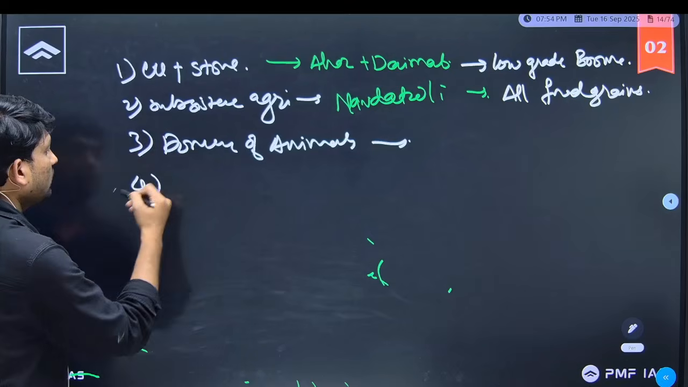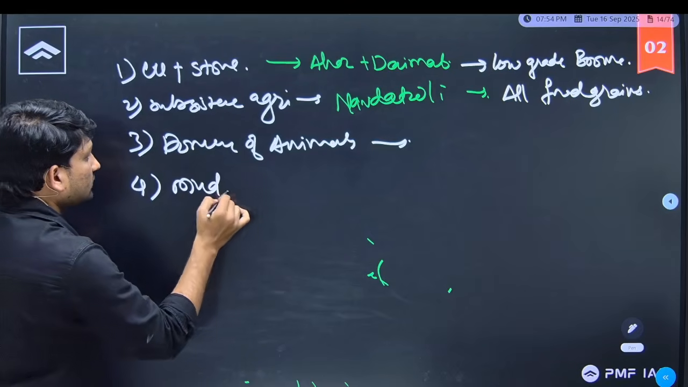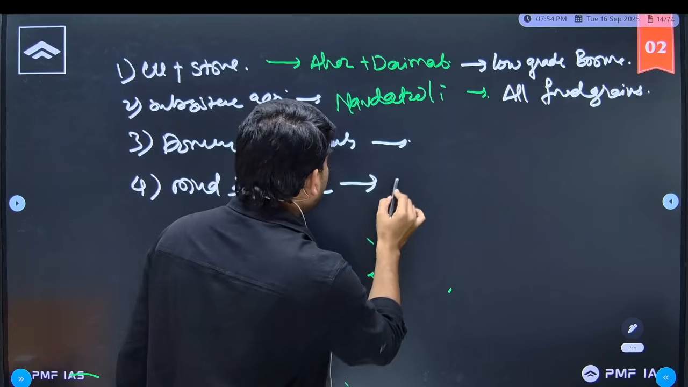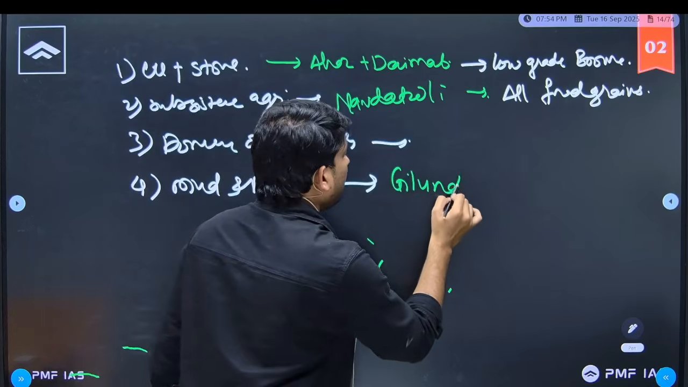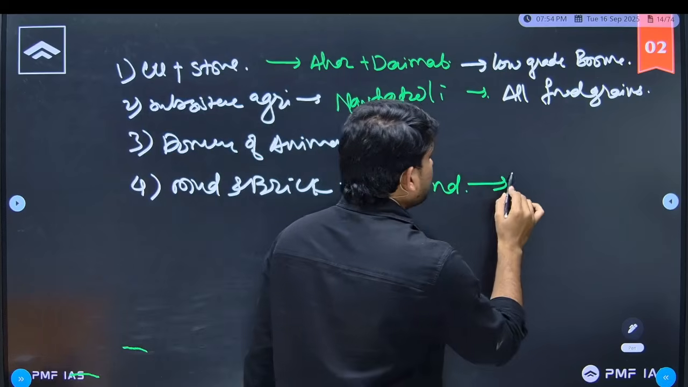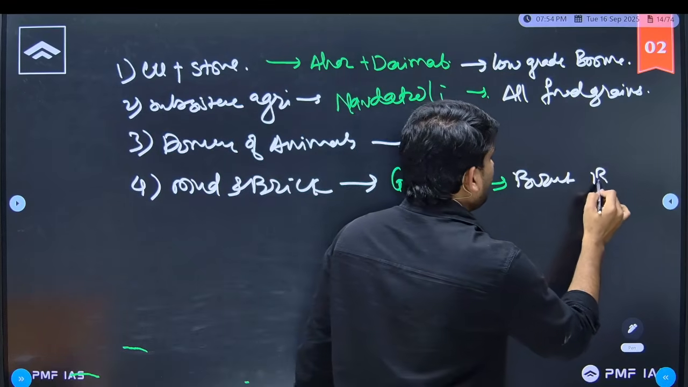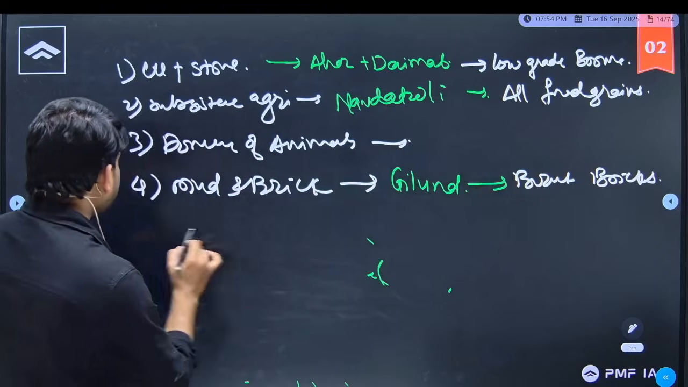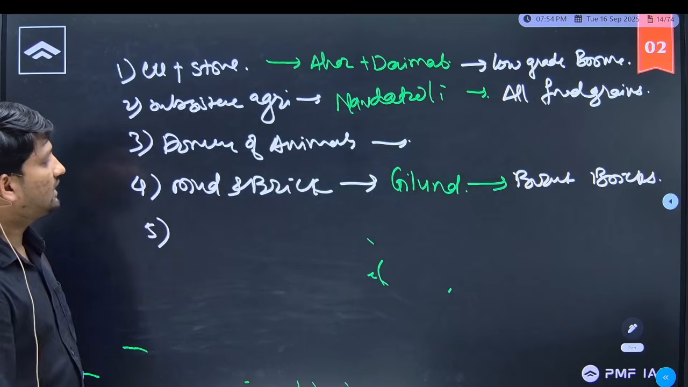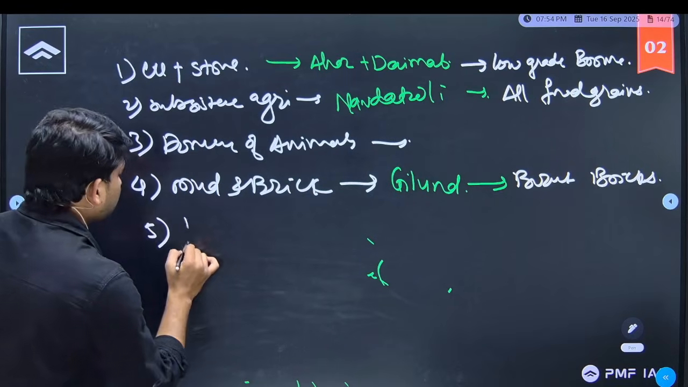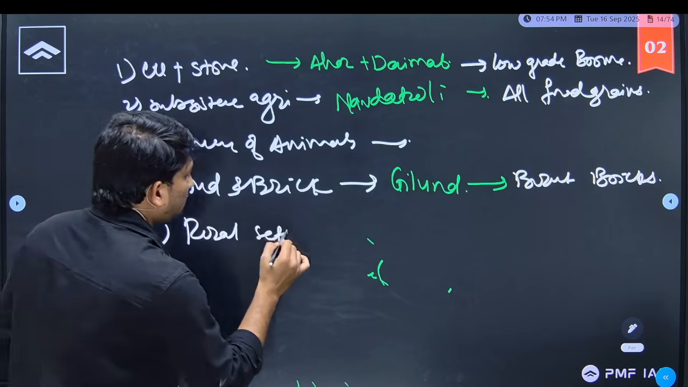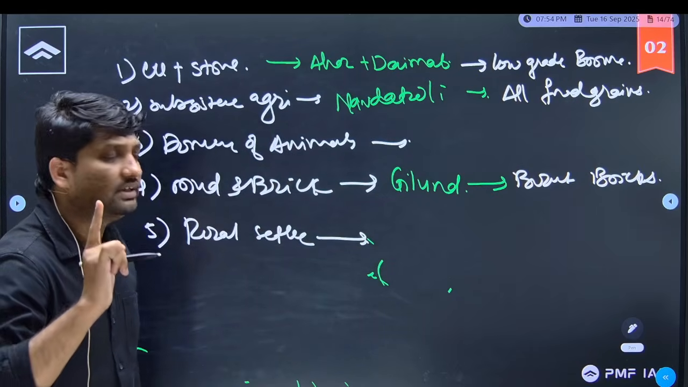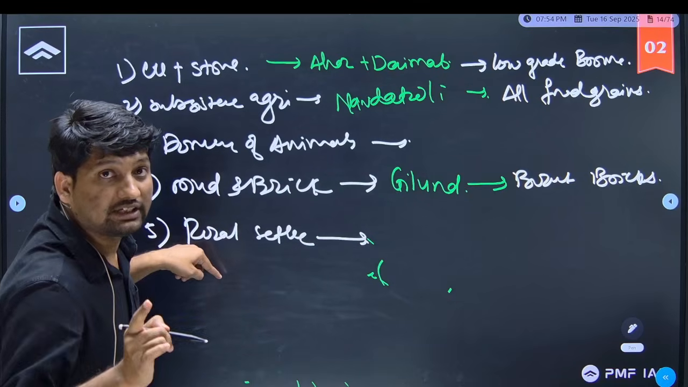The fourth point was about mud and brick houses. Here I have given you the example of Gilund. Why is this site important? We have found burnt bricks in Gilund. Next is the fifth point, which is about rural settlement. So in all these sites, you will find that the first large villages are found during this Chalcolithic culture.